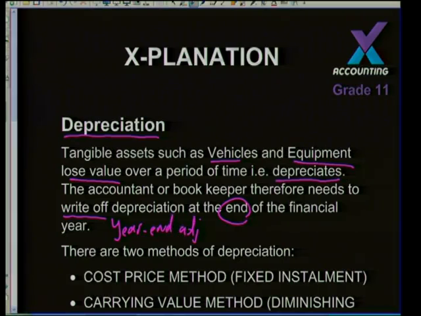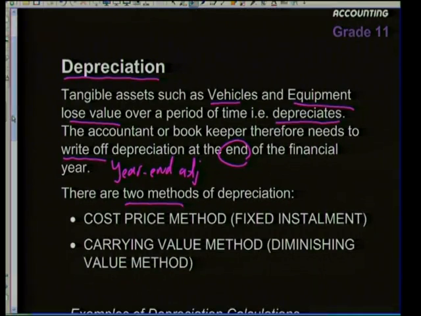Let's move on. There are two methods of depreciation. Firstly, the cost price method, which is also known as the fixed installment method. And the second method is the carrying value method, which is also known as the diminishing value method. So two methods of depreciation: the first one being the cost price method, and the second being the carrying value or diminishing value method.